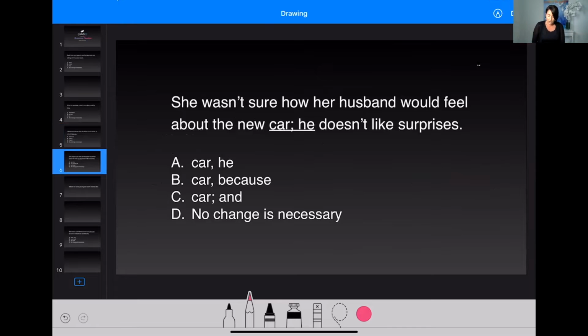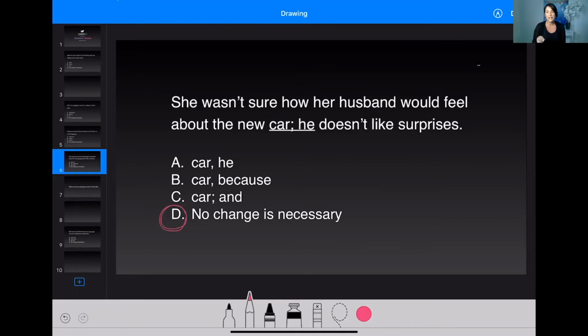She wasn't sure how her husband would feel about the new car. He doesn't like surprises. And I have this semicolon here. So I'm going to give you a second to decide what answer you're talking about, and see if you can decide the correct answer. And the correct answer is D, no change necessary.